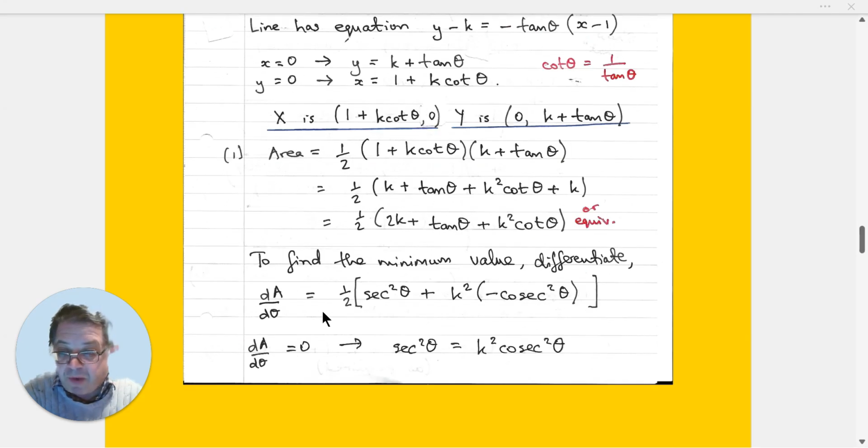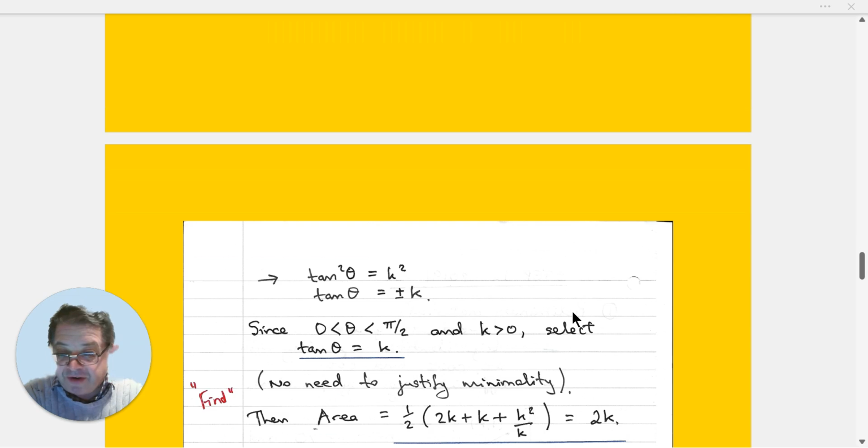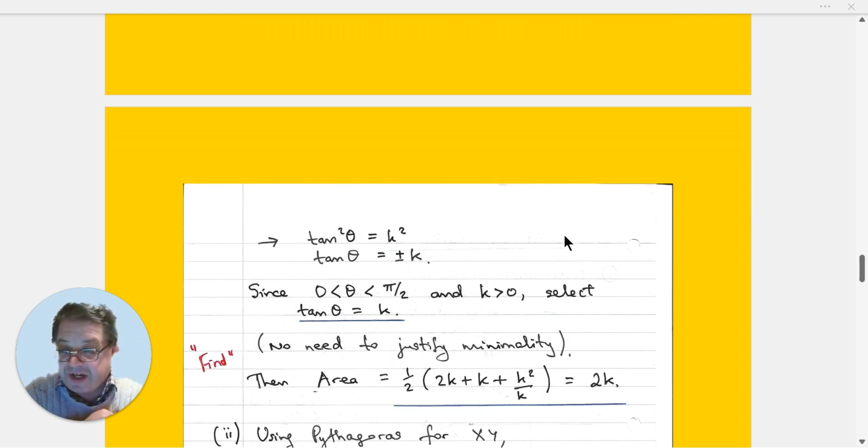So the minimum value will be when the differential dA/d theta equals naught, which gives us sec squared theta equals k squared cosec squared theta, which we need to solve. At this point, inverting the two and using sine over cos equals tan, we get tan squared theta equals k squared, so tan theta equals plus or minus k. We were told at the start that tan theta will be positive because theta is between 0 and pi over 2, and k is also positive, so tan of theta equals k.